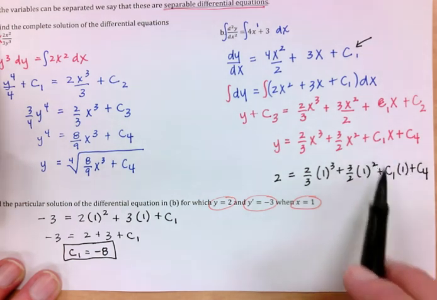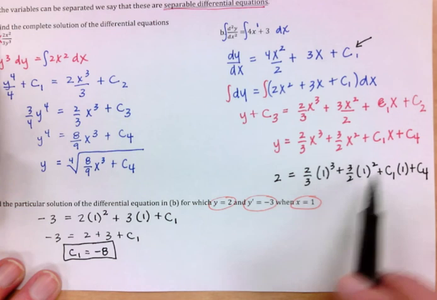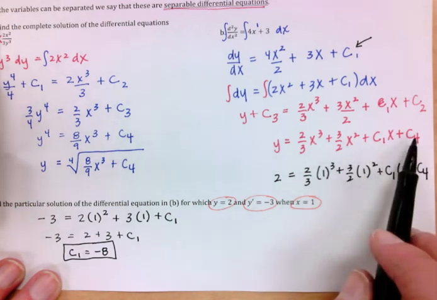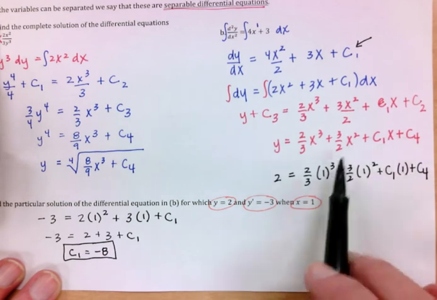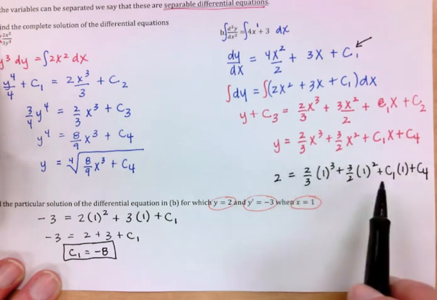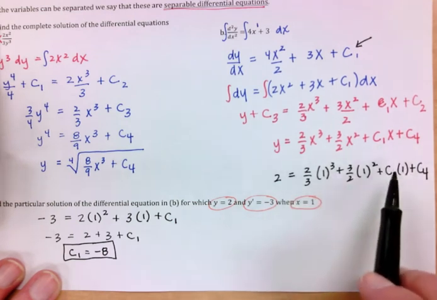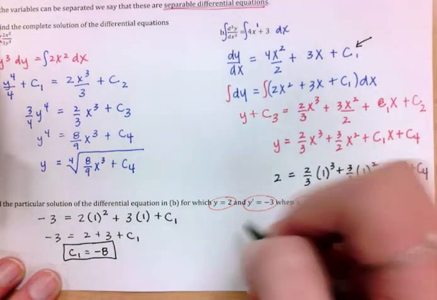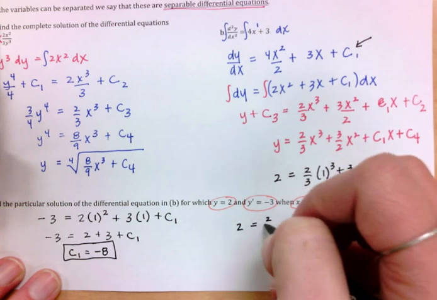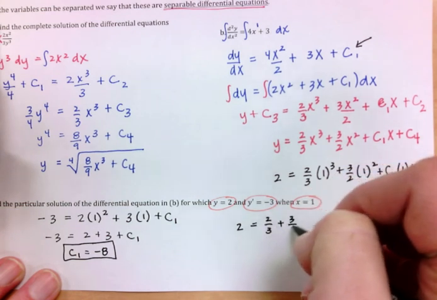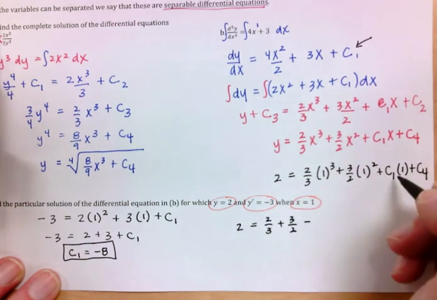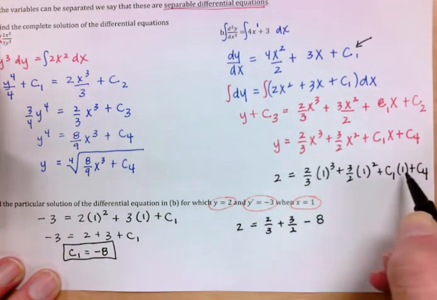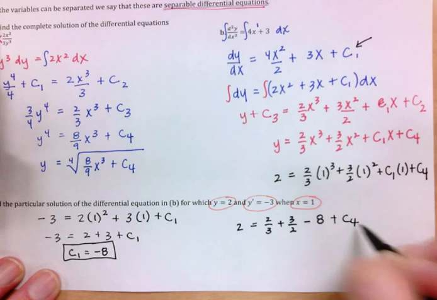So let's go back to this equation now. I'm almost there, right? I have that this is -8. I still just need to find who is C4. So now I can plug it in like I had before, but now I know who C1 is. C1 is -8, so I can plug that in there. So I have 2/3 plus 3/2 minus 8, -8, and then plus C4.